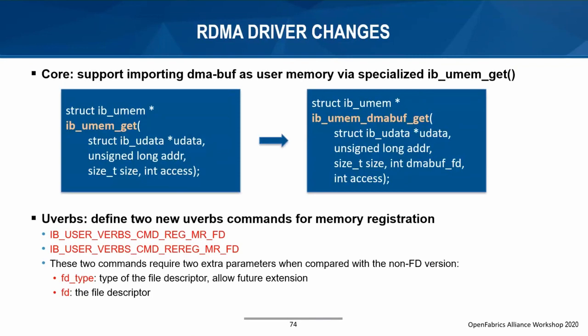For the user space verbs, we need to define two new commands to register the memory that is associated with a file descriptor. One command for the regular registration, the other for the re-registration. Also, these two commands have two additional parameters to pass the file descriptor down. Next slide.